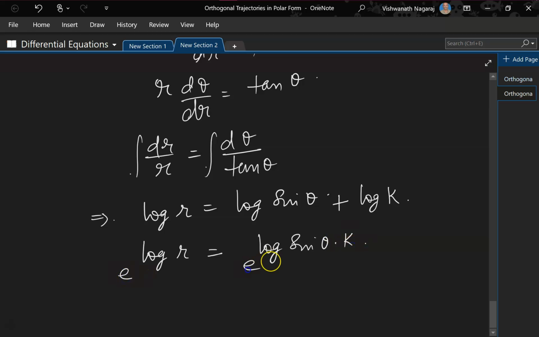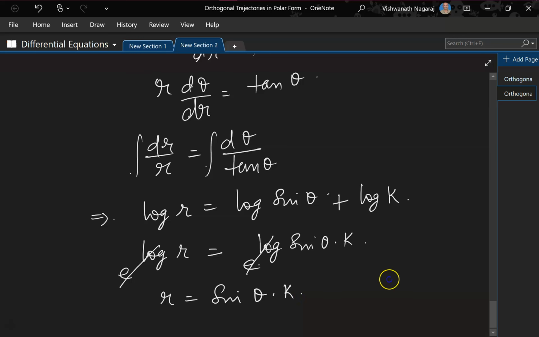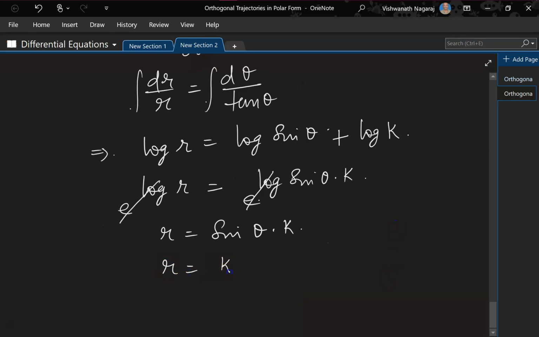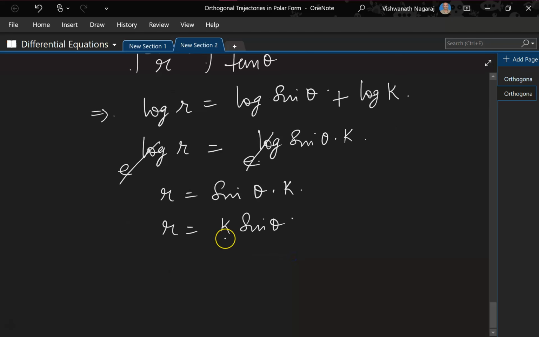Now we take exponentiation on both sides, so log and log get cancelled, and we are left with r is equal to sine theta k, or r is equal to k sine theta. Now here we didn't have to do anything as far as the constant of integration is concerned, so we could have left it as c. But ultimately remember this is the constant of integration irrespective of what alphabet you have used. Okay, let's do one more.